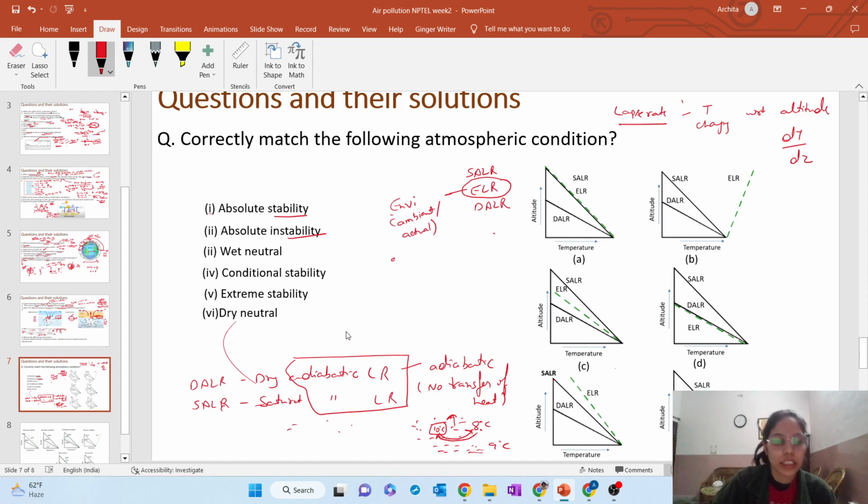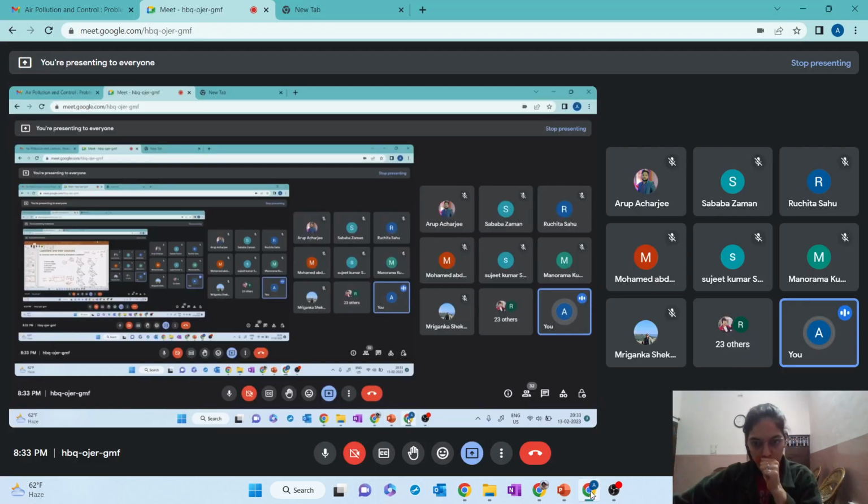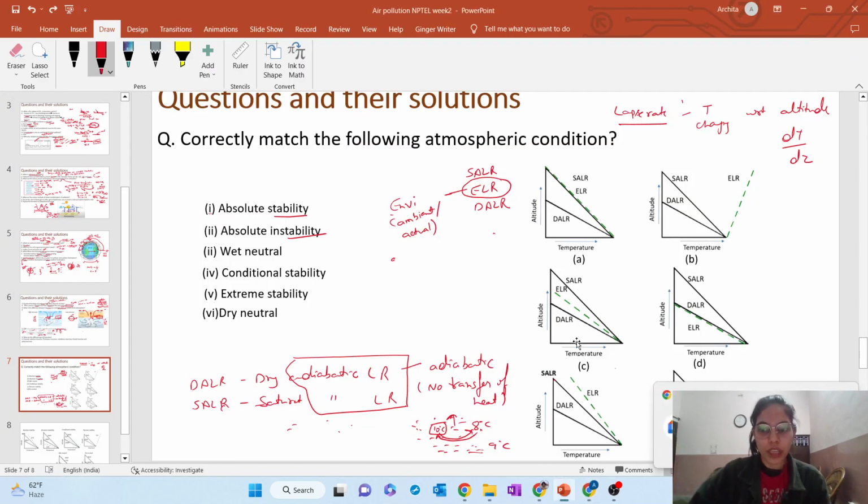Now, based on these things, the stability of the atmosphere changes, and we have to see which is which. First is absolute stability. In the previous lecture I also discussed that stable means that T parcel is less than T air.